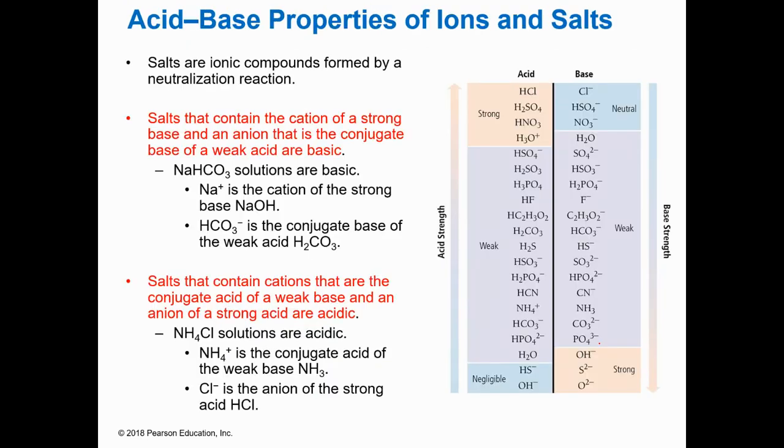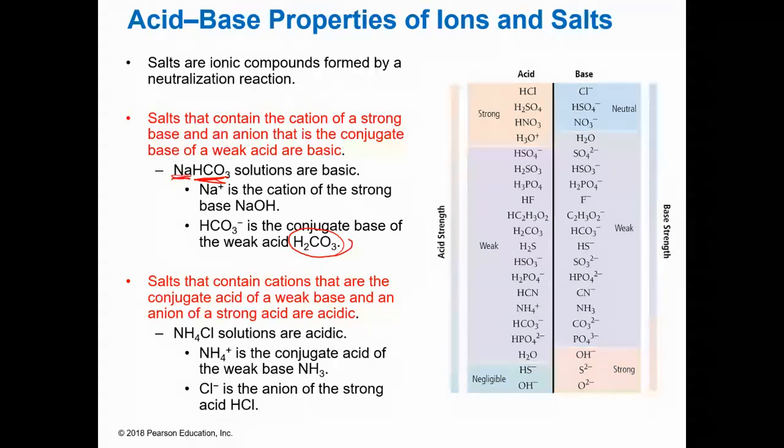Okay, so here are our salts. We're going to go through this fairly quickly. So just remember that salts are ionic compounds. So they're going to have either a cation from a strong base and an anion that is the conjugate base of a weak acid. Those ones are basic. I don't like the way that's worded. Okay, so if we look at this, I've got sodium here, that's from sodium hydroxide, and I've got bicarbonate, that's from an acid. I would prefer it to be from an acid.